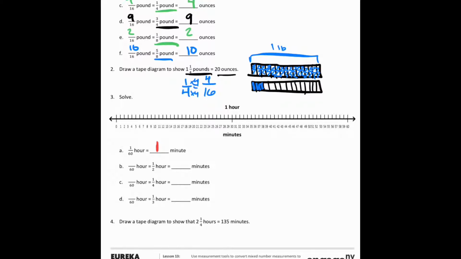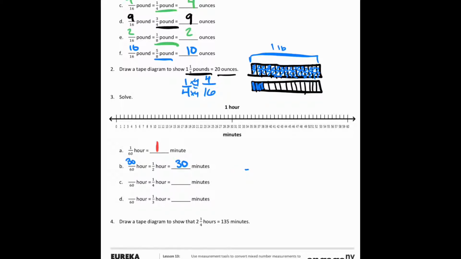Well, let's look at B. Half an hour. A lot of you know that half an hour is 30 minutes, but this is how we can prove it. If I have 1/2 and I set it equal to how many 60ths, because 1/60th is a minute, I'd have to multiply the numerator and denominator by 30, and I would get 30/60, or 30 minutes.